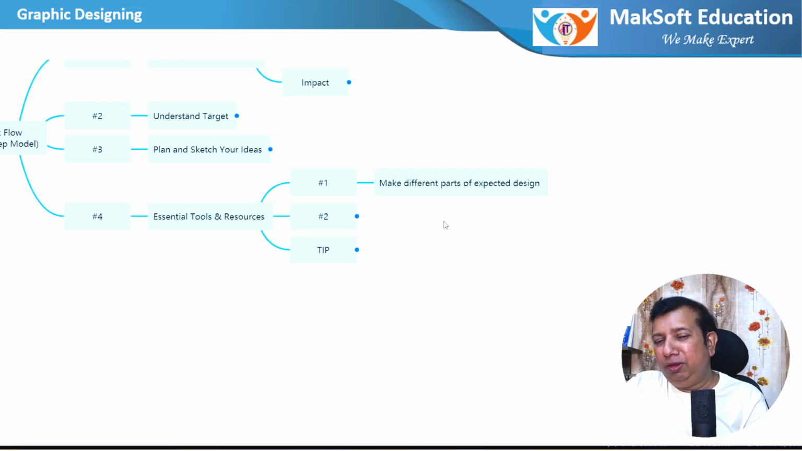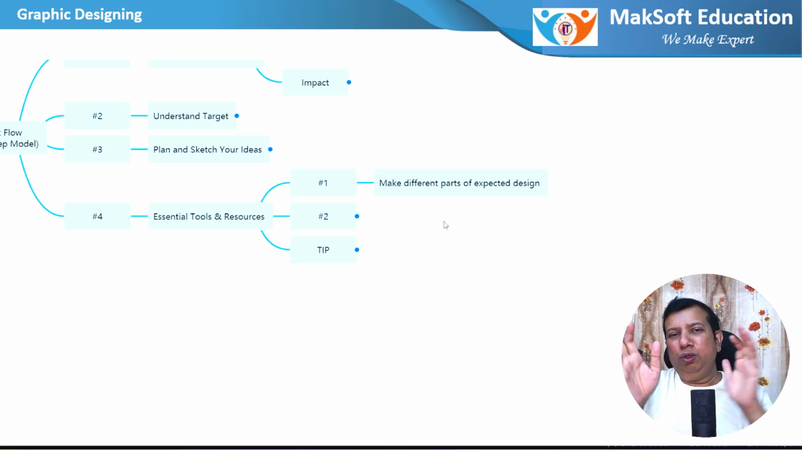Part number 4, what text you are going to put nearby your product. Part number 5, what will be the environmental things, or how you are going to fill the remaining blank area so that it will add value to your design. So what you are doing, you are creating different parts for your actual graphical designing.